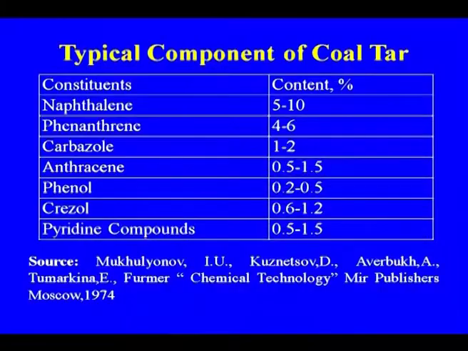This is a typical composition of the coal tar. There may be variation in the various constituents depending upon the coal quality and the coke oven plant. Naphthalene, phenanthrene, carbazole, anthracene, phenol, cresol and the pyridine compounds. This is the content which we are getting after the coal tar distillation.